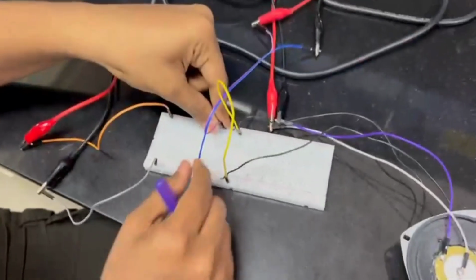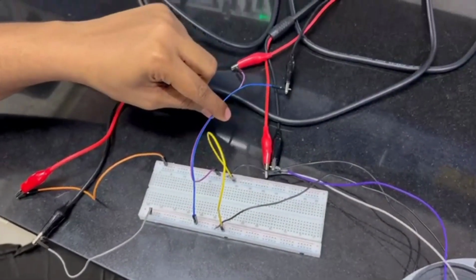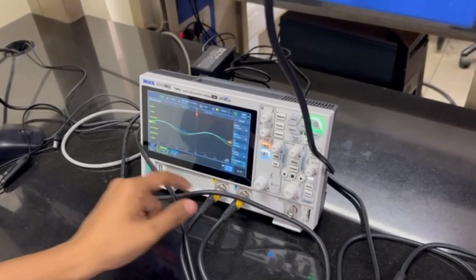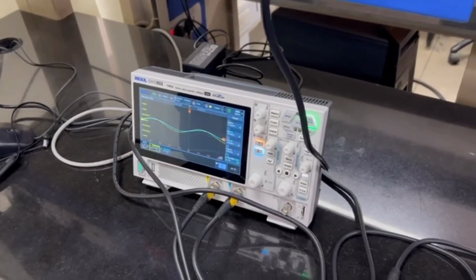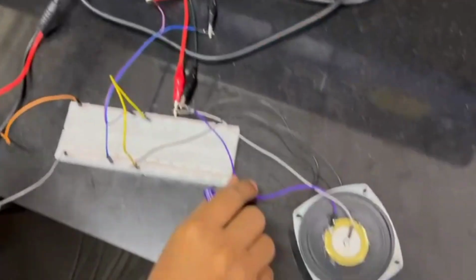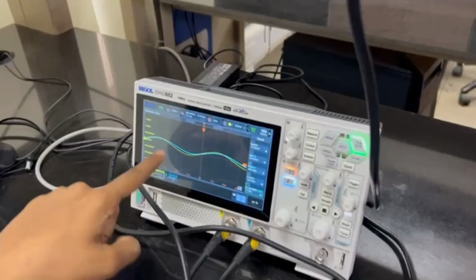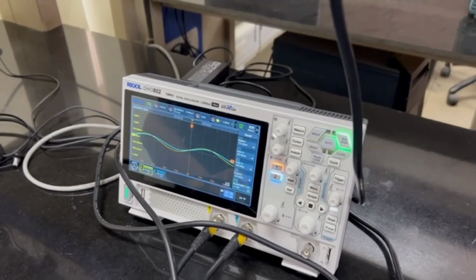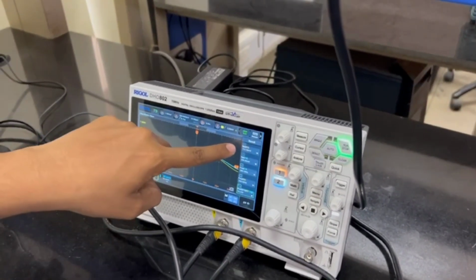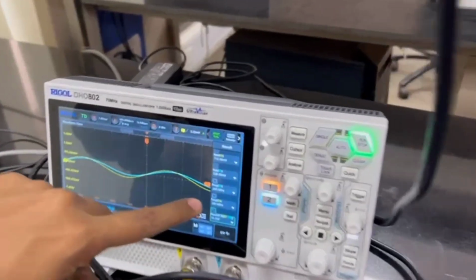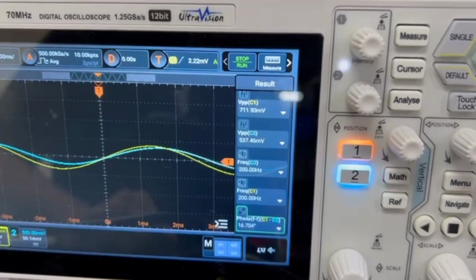So this oscilloscope is displaying the input signal in channel 1, which is shown in yellow, and we are also getting the output signal from the piezoelectric sensor into the oscilloscope in channel 2, which is the blue one. Currently, we can also see the peak to peak voltages of channel 1 and channel 2, the frequencies, and the phase difference between the two.